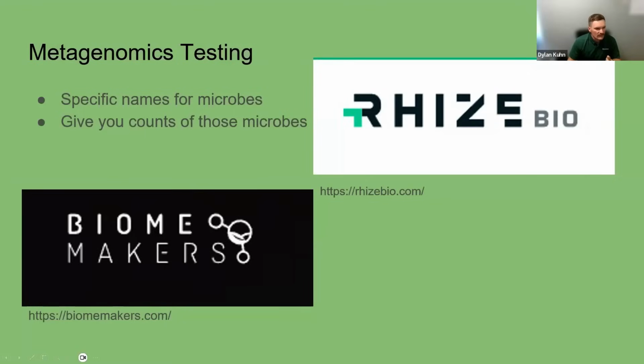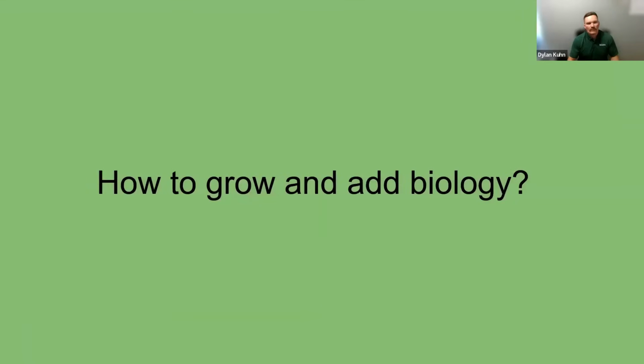So that really kind of sums up how do we know if we have biology in the soil and how do we know if it's working in the soil? So now that you know where that level's at, maybe the level's not as high as you'd like to see, or maybe it is where you'd like it, but you really want to continue to grow that biology and advance that biology. So how do we grow and add biology to the soil?